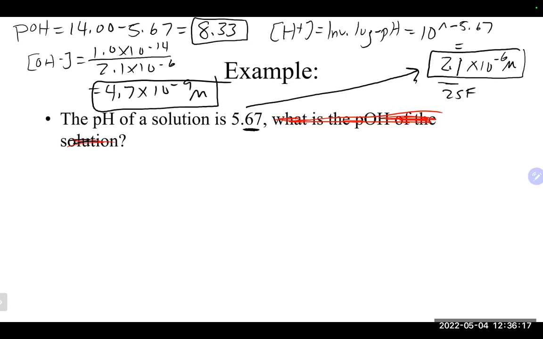Other questions? Lastly here, though, this would then obviously be acidic, right? Based on the pH value here of 5.67. Any questions on any of those calculations there?